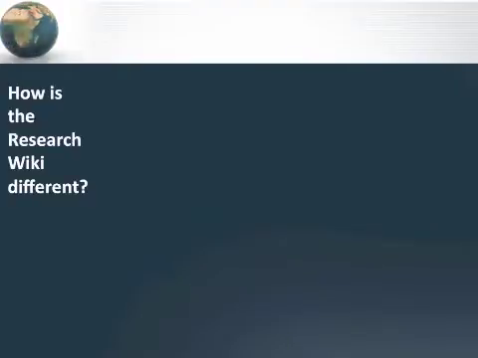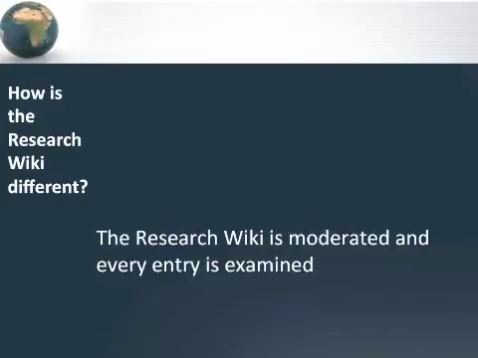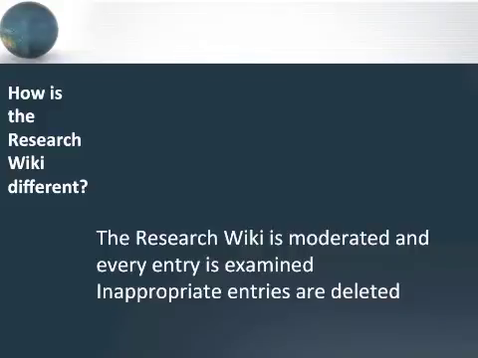So how is the Research Wiki different from other wikis on the internet, for example, the large online encyclopedia called Wikipedia? Well, the Research Wiki is a moderated wiki. That means that every entry that goes into the wiki is examined by volunteers who are moderating or looking at the program and making sure that the information is appropriate. Any inappropriate entries are quickly deleted.